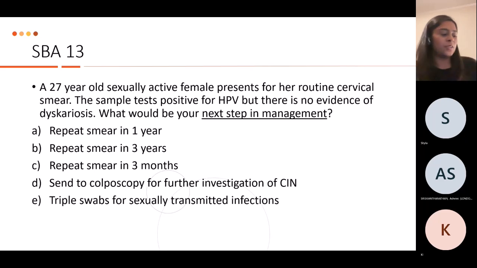Fine, last pit stop on the tour: gynae malignancies. Including this one, we've got 3 questions. So you've got a 27-year-old who is sexually active. She presents for her routine cervical smear. The sample tests positive for HPV, but there is no evidence of dyskaryosis. What would be your next step in management?